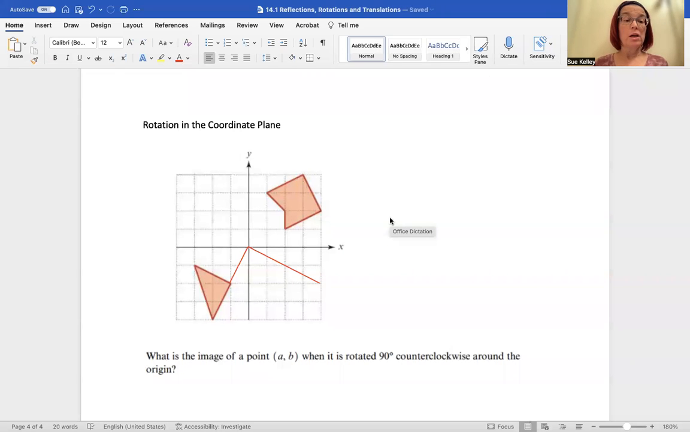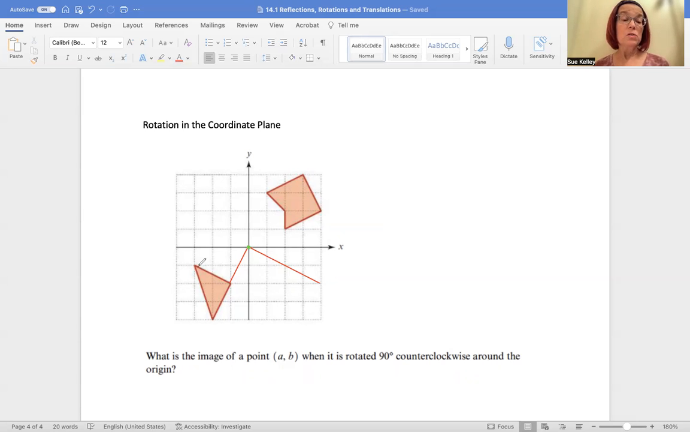In this video, we're going to talk about rotation in the coordinate plane. As I said in a previous video, we have to determine the degree and the direction of our rotation, as well as a center point for our rotation. In this case, and in most cases in this course, we are going to rotate around the origin. So this is our point of rotation right here at 0, 0, where the X and the Y axis intersect.